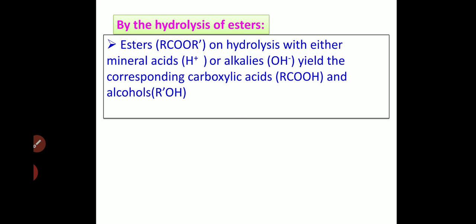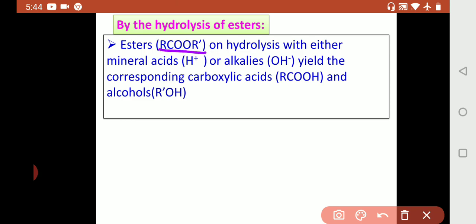That is, the ester has two parts, RCOOR dash. In this, RCOO is becoming RCOOH, and R dash is becoming R dash OH. That is, the products are carboxylic acid and alcohol. And what are we doing to esters? Simply hydrolysis, that is, addition of water in presence of acid or base. This is about hydrolysis of esters.